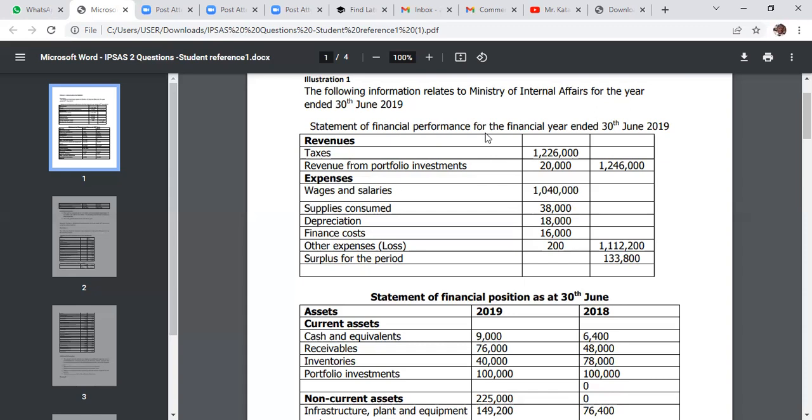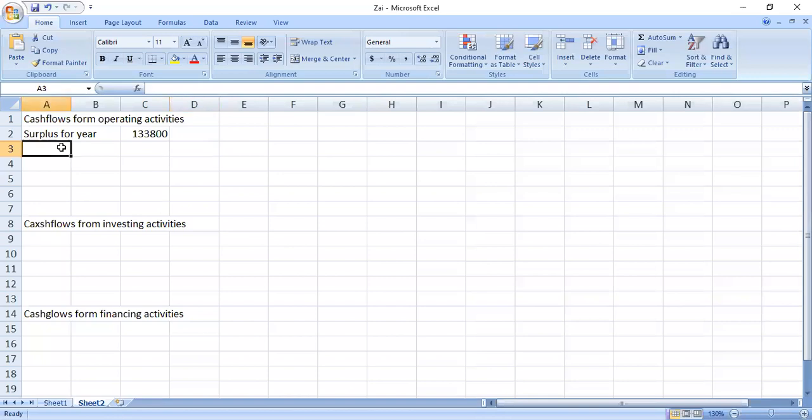Since it was deducted, I'm adding it back. Add back finance costs. We are adding back 16,000. Having done that, you have officially obtained your line that says surplus before interest and tax.